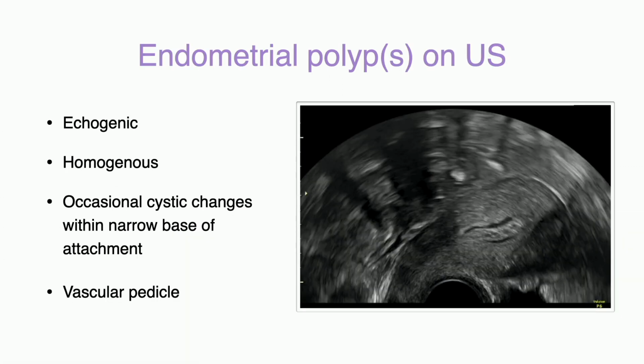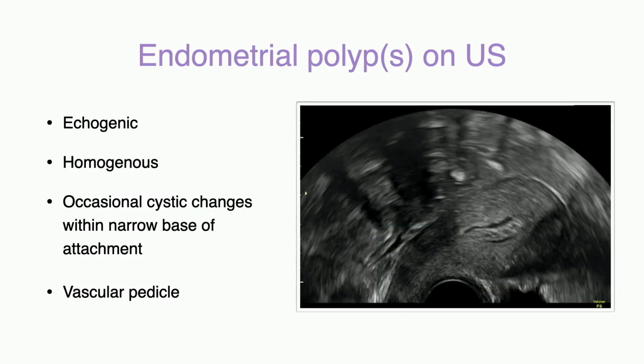Polyps appear echogenic, homogeneous, and sometimes you can see cystic changes within the narrow base of the attachment. By adding color Doppler, you might see a vascular pedicle. In this image, the diagnosis of an endometrial polyp is quite obvious, but it's not always that easy. You might need color Doppler or hydrosonography. These are more advanced techniques, and we will show you them in the bachelor class.